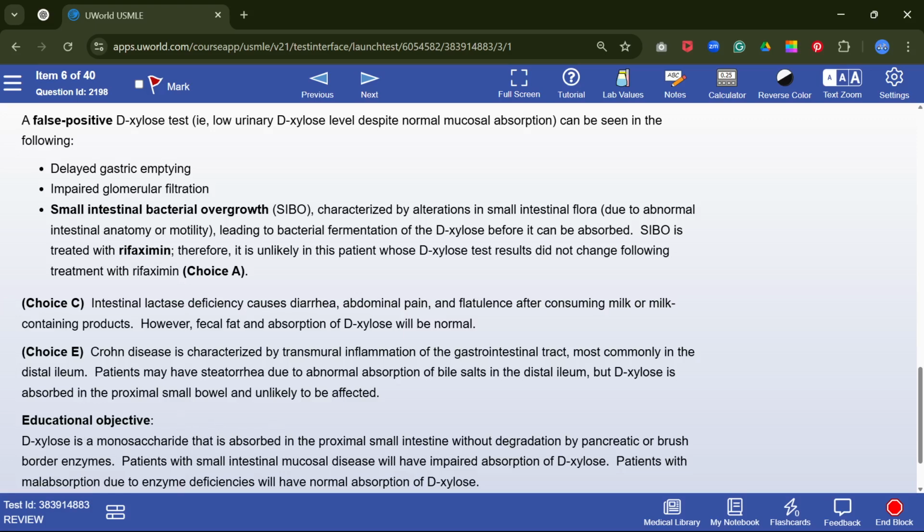So D-xylose is a monosaccharide that is absorbed in the proximal small intestine and is not degraded by pancreatic or brush border enzymes. Patients with small intestinal mucosal disease will have impaired absorption of D-xylose. Patients with malabsorption due to enzyme deficiency will have normal absorption of D-xylose. And in false positive D-xylose, like in SIBO, we need antibiotic therapy. If D-xylose is normal after antibiotic therapy, then you should think about small intestinal bacterial overgrowth also.